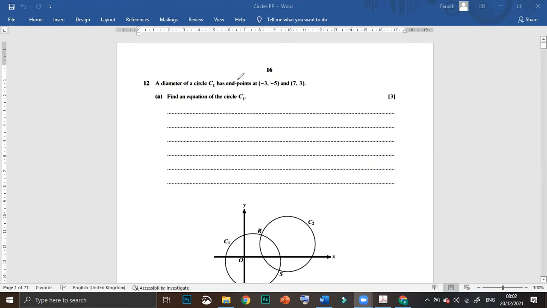Question number 12. A diameter of a circle C1 has endpoints (-3, -5) and (7, 3). The endpoints of the diameter are (-3, -5) and (7, 3). As you know, the midpoint of the diameter is the center. So we will find the midpoint of these 2 points for the center.